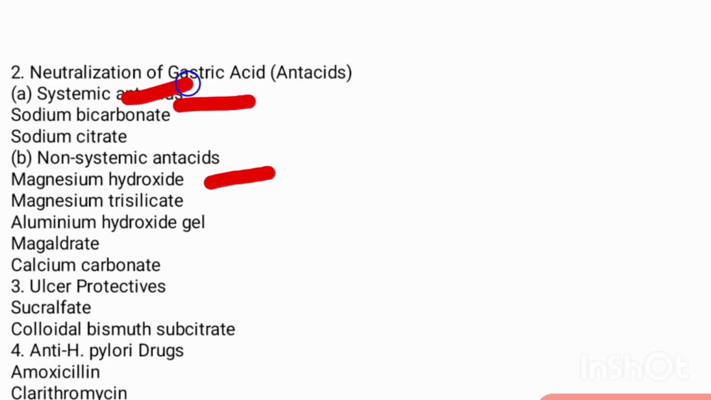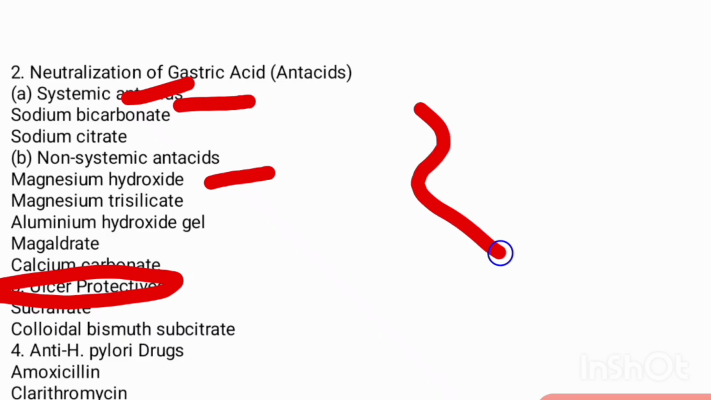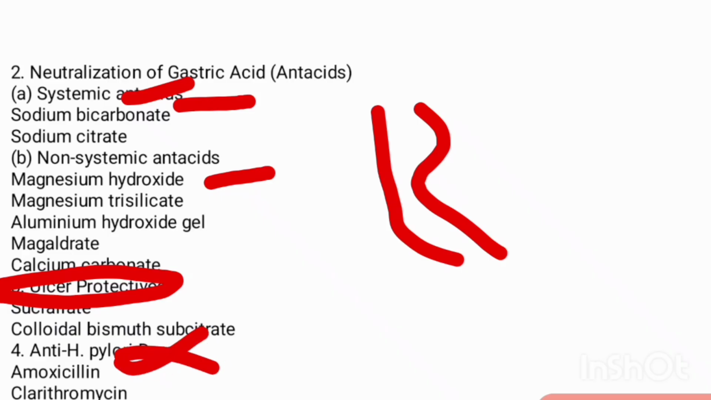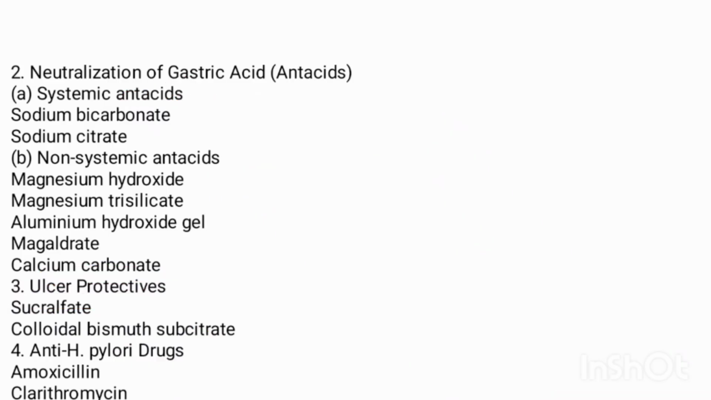And then ulcer protectives. How do they act? They act by forming a protective layer over the ulcer base. Then the final category of drugs are antibiotics. They may control the H. pylori infections. So these are the drugs used for the treatment of peptic ulcer.